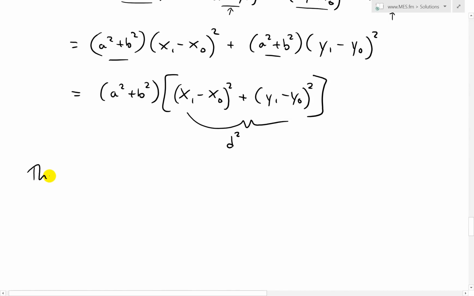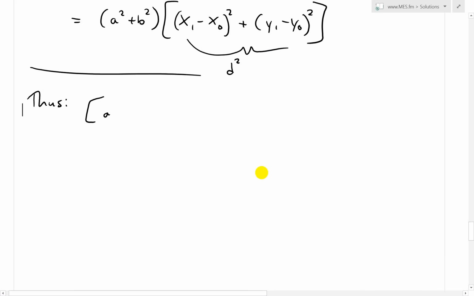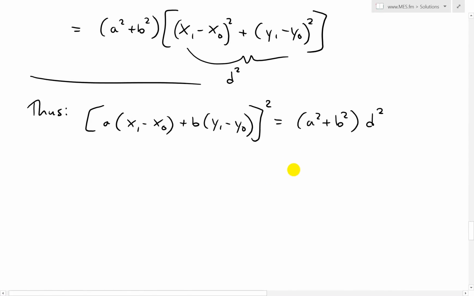So thus we have, put an arrow like this, so thus we have a squared, not a squared, we just have over there a delta x, like that, a(x1 minus x0) plus b(y1 minus y0), like this, and then this is squared, this equals a squared plus b squared, and then d squared there. Absolutely amazing. And now we could also expand this one, so we can get another formulation.